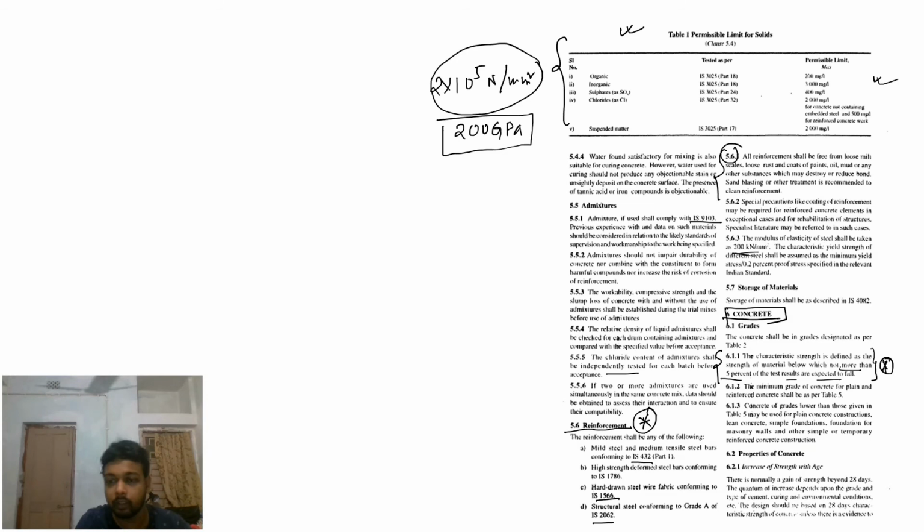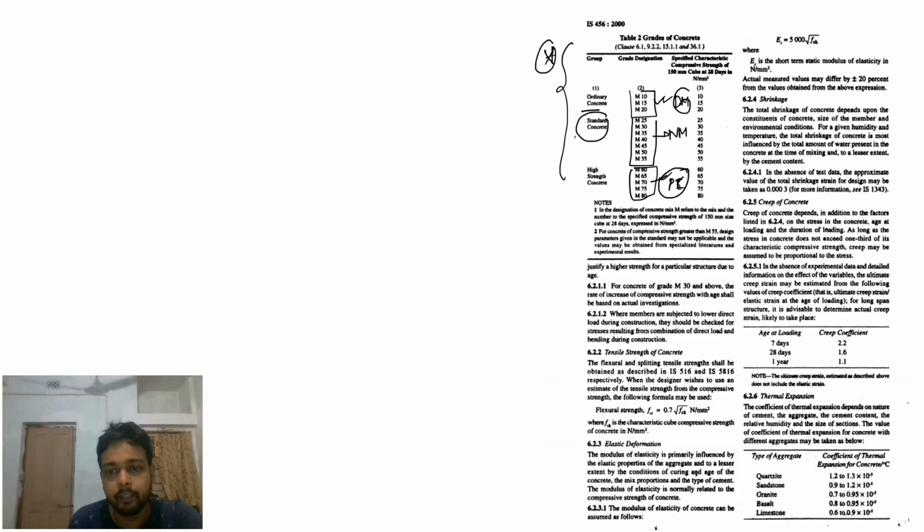The minimum grade of concrete, table 5, we'll see. Concrete of grade lower than given in table 5. Okay, we'll see. Property of concrete: increase of strength with age. When the age increases, strength should increase. Questions come from this. Normally, strength beyond 28 days we will take basically for concrete grade M30 and above. The rate of increase of concrete strength with age shall be based on actual investigation. Why? Because from M30 and above we should go for design mix.